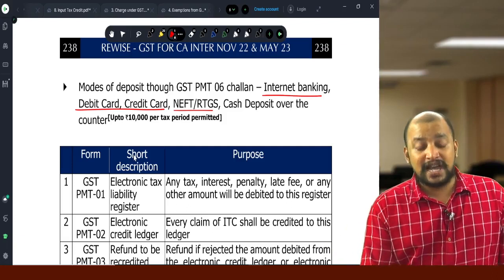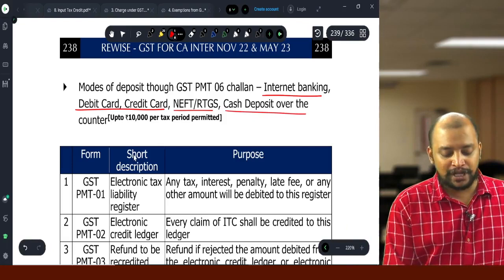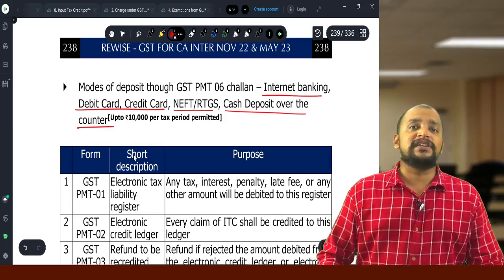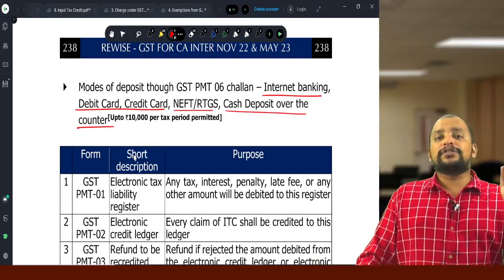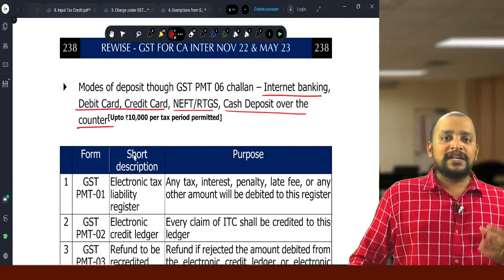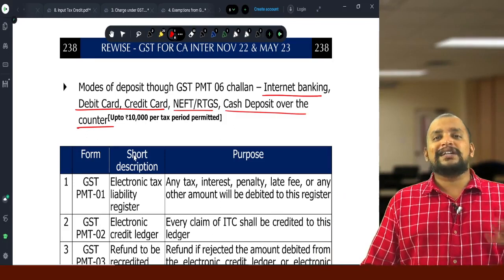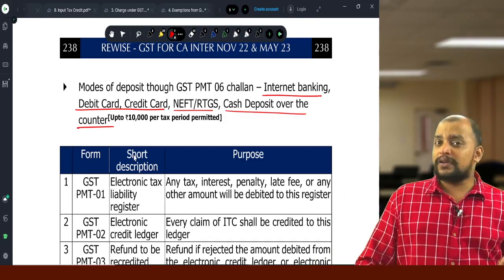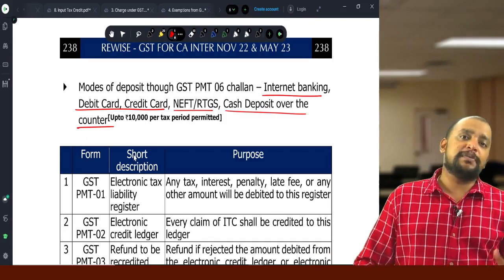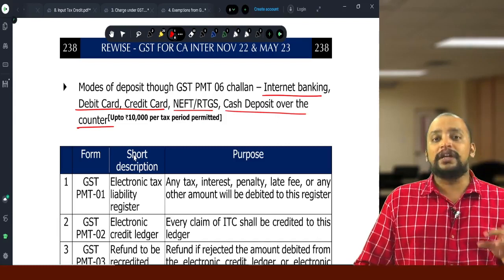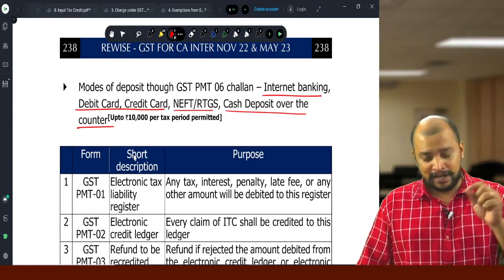Or cash, as cash we can make a deposit over the counter. But for cash deposit there is a restriction. How much? Up to 10,000 rupees per tax period. It means in a month we have to pay the tax, not more than 10,000 rupees in cash. But account transfers, all these things are allowed, whatever may be the amount. But when it comes to cash, only 10,000 rupees is the limit per month.